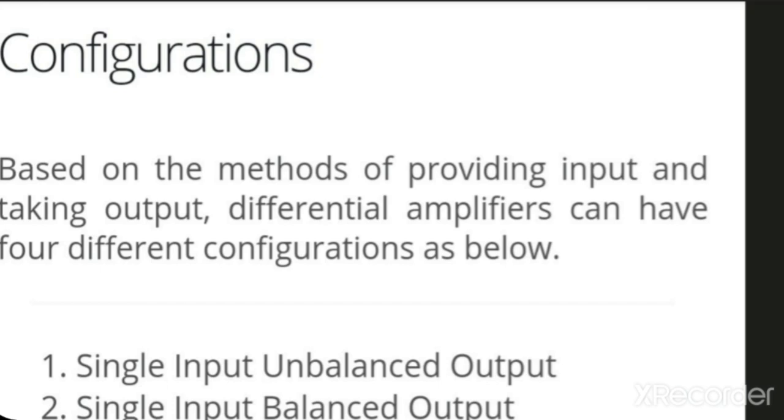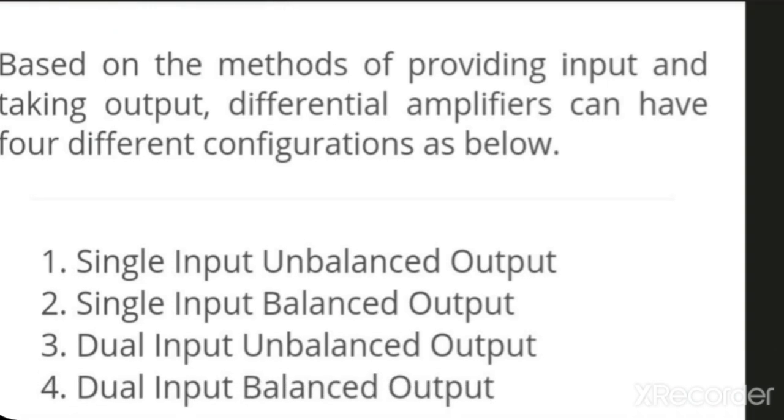Differential amplifier circuit configurations. Based on the methods of providing input and taking output, differential amplifiers can have four different configurations. First, single input unbalanced output, single input balanced output, dual input unbalanced output, and dual input balanced output. These four configurations have been defined by the number of input signals used and the way an output voltage is measured.